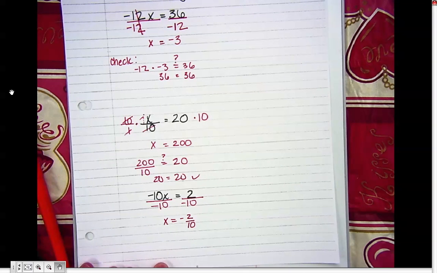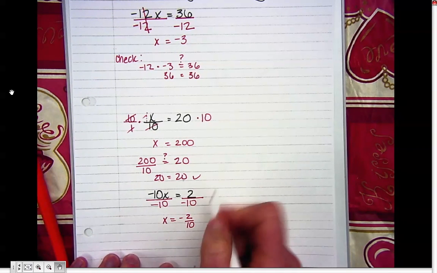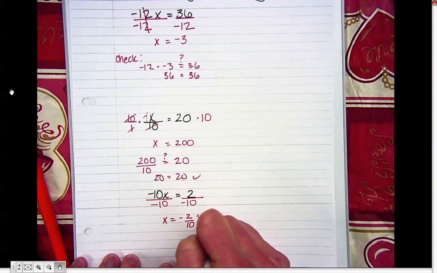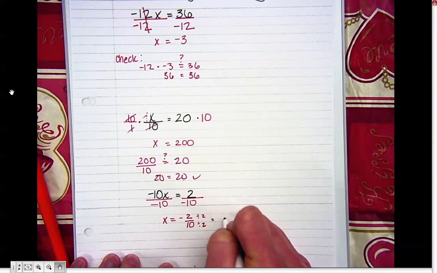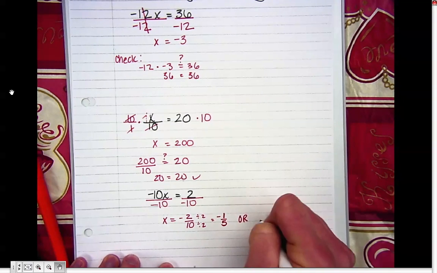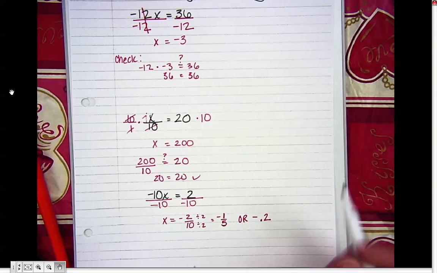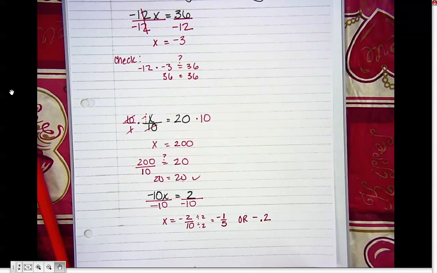All right, are there some other ways I can write negative 2 tenths? There sure are. This can simplify. If I divide by 2 and divide by 2, I can get negative 1/5. Or I can write negative 2 tenths as a decimal, and that's negative 0.2, and you can have your 0 in front if you want that. Now I need to check to make sure that that's right, because this does not look like an answer that we've seen yet.